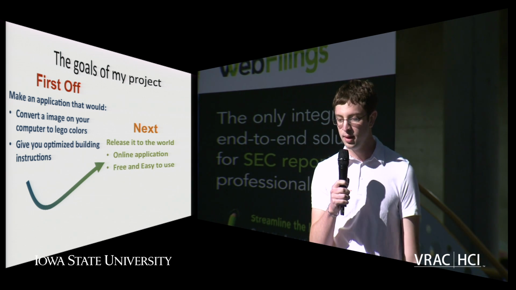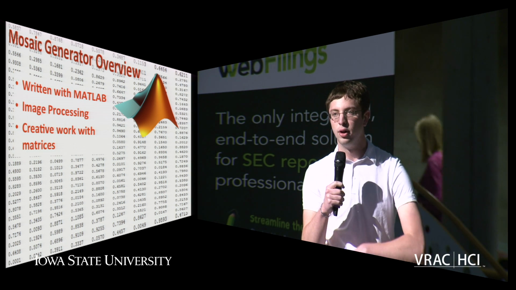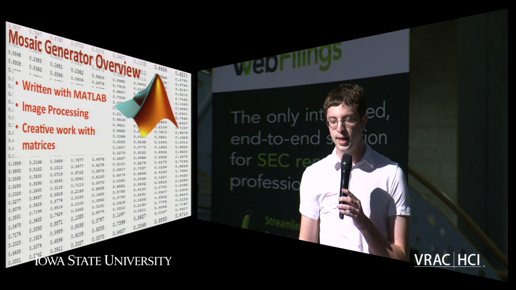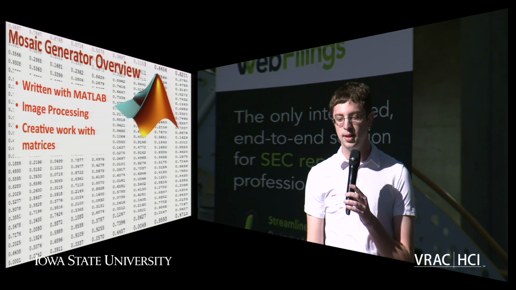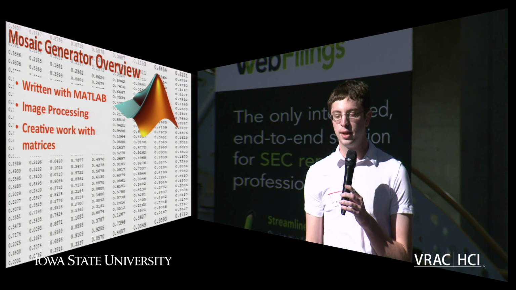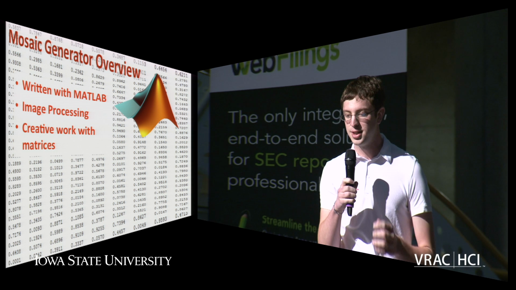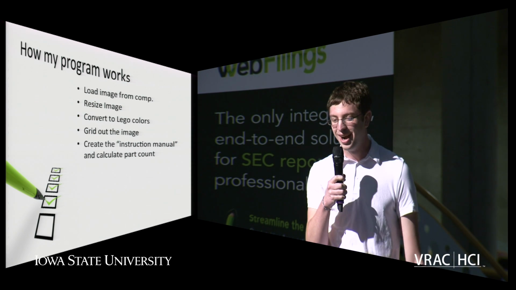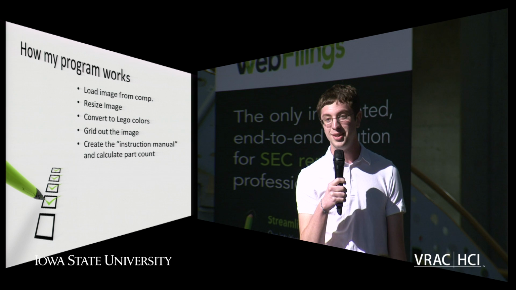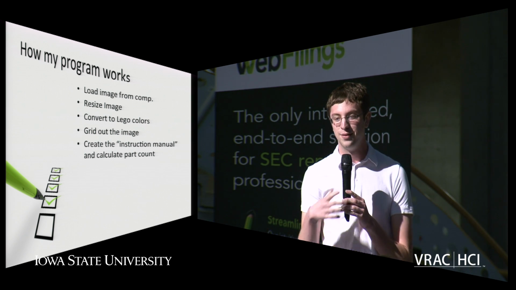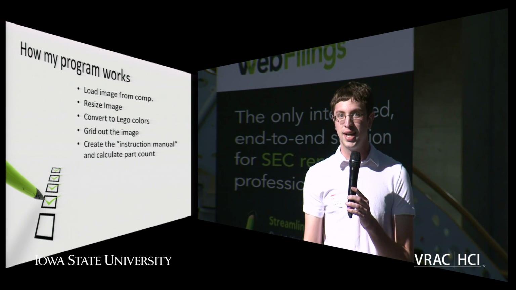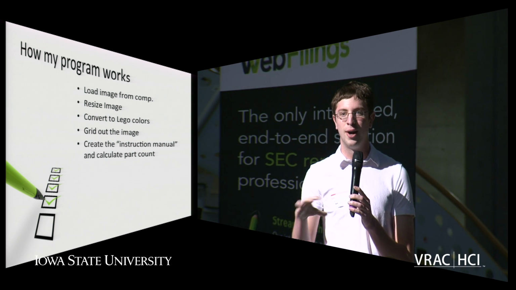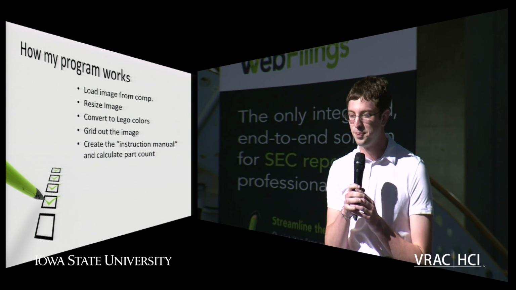Now I'll give you an overview of my actual mosaic generator. It's written in MATLAB, if you're familiar with that. There's a lot of image processing and creative work with the matrices to get the desired result. So we'll go into how the program works now. We load an image from the computer, then resize the image, convert it to the Lego colors, grid out the image, and then make the instruction manual itself and give you the part count you need to build it. So it's pretty cool.